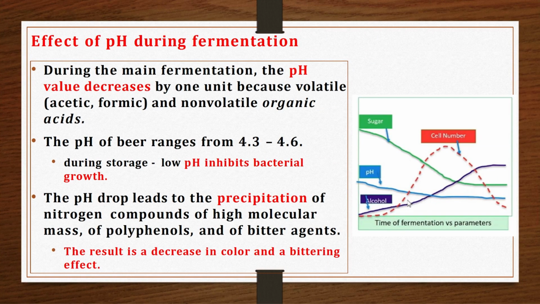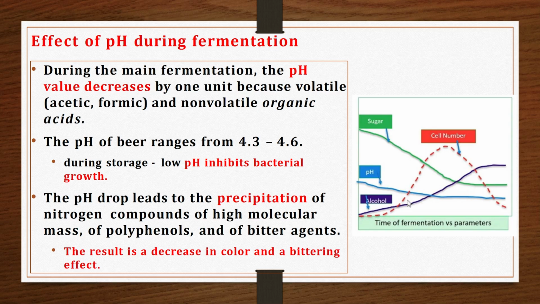Let's understand the effect of pH during fermentation. During the main fermentation, the pH value decreases by about 1 unit because of volatile and non-volatile organic acids. The pH of finished beer ranges from 4.3 to 4.6, and this low pH during storage inhibits bacterial growth. This pH drop also leads to the precipitation of high molecular mass nitrogen compounds, polyphenols, and bitter agents. The result is a decrease in color and a change in the bittering effect.